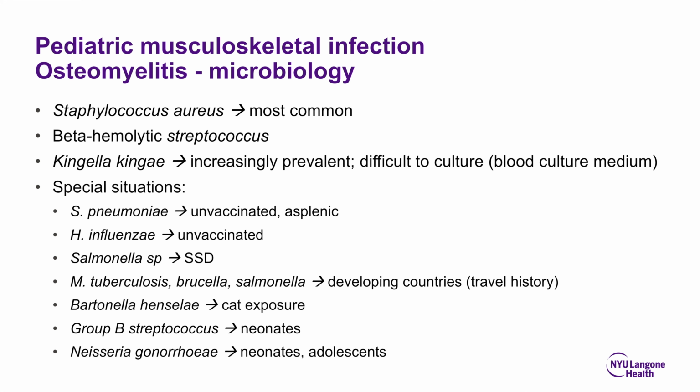And then special situations include strep, which we may see in unvaccinated or asplenic kids, H. flu, again in the unvaccinated population, Salmonella we think about with sicklers. For those who live in developing countries or who have a recent travel history, we may think about Mycobacterium tuberculosis, Brucella, or Salmonella. Cat exposure may be Bartonella. Neonates may be Group B strep or Neisseria gonorrhea, which may also be seen in adolescents.